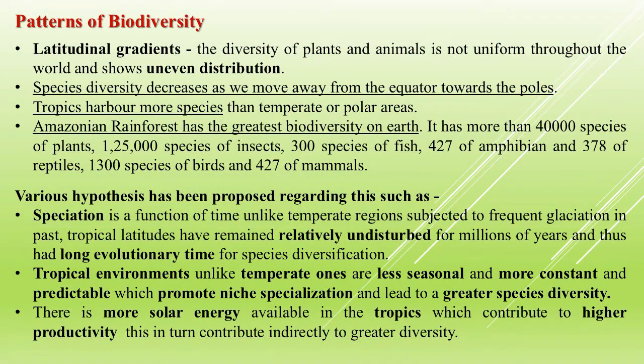Now, in this part, we will talk about patterns of biodiversity under the chapter Biodiversity and Conservation. The diversity of plants and animals is not uniform throughout the world, but it shows a rather uneven distribution. For many groups of plants and animals, there are interesting patterns in diversity, and the most well-known being the latitudinal gradient in diversity.